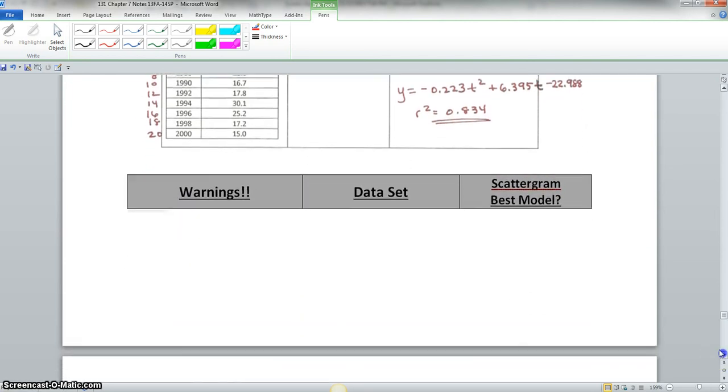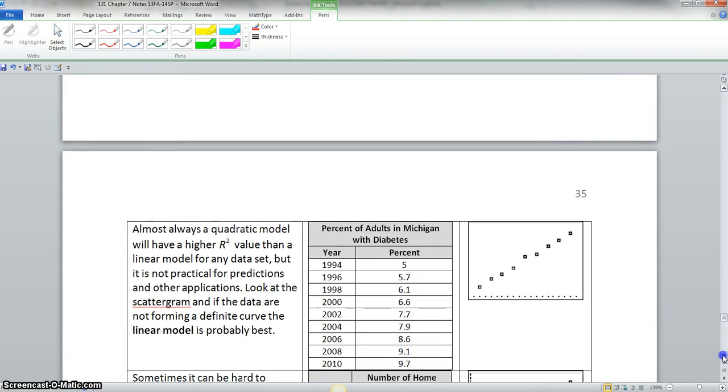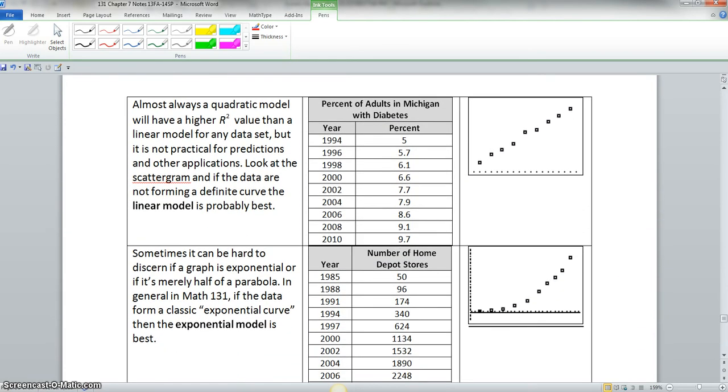Now, we have our warnings. As you see, my page is a little off, but your next page will be the warnings, the data sets, and the scattergram best model. Now we come down here. What we could do here is basically you could read this at your leisure. The only thing I need to add here is to look at both the scattergram and the R squared.